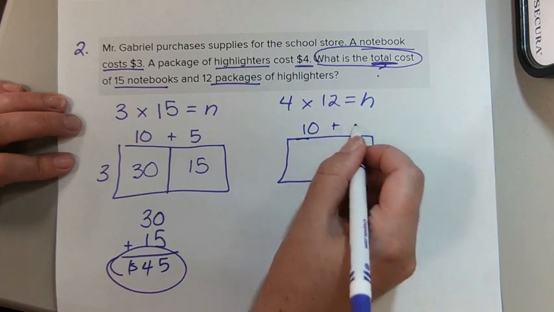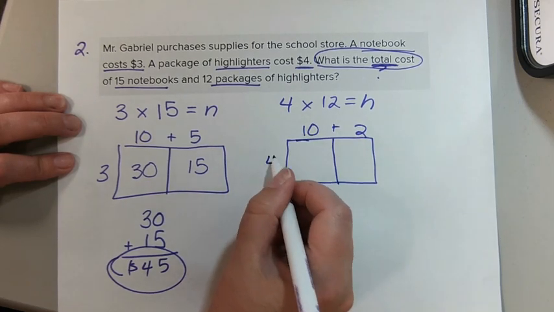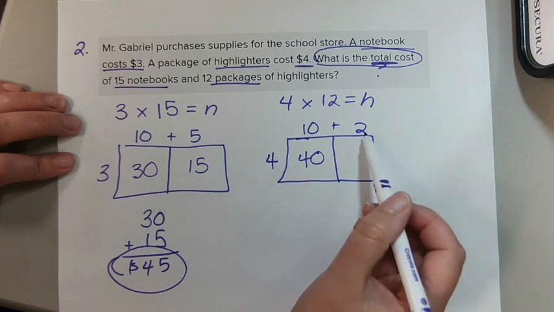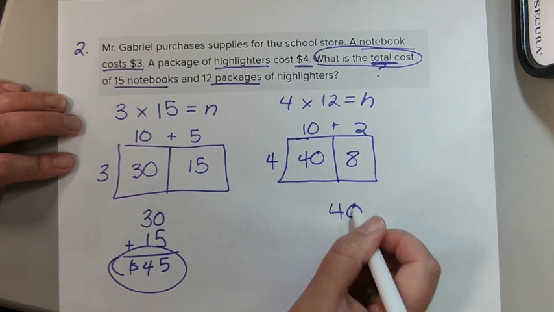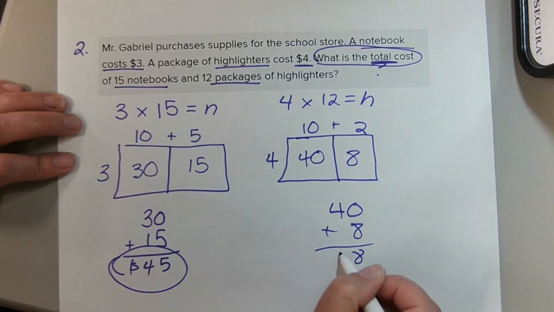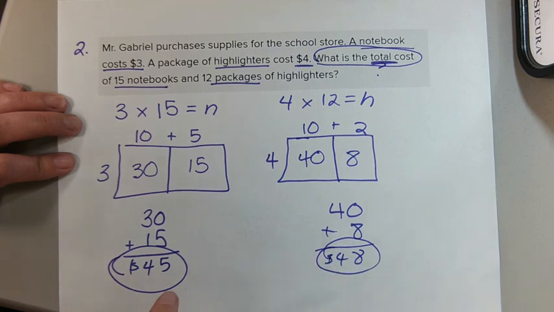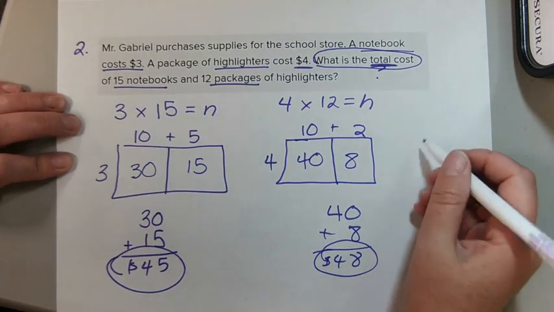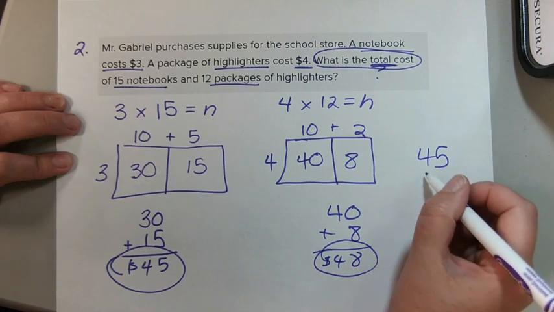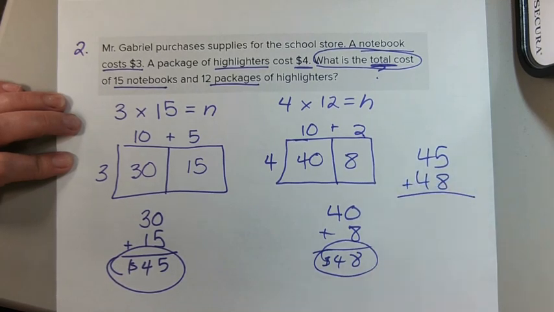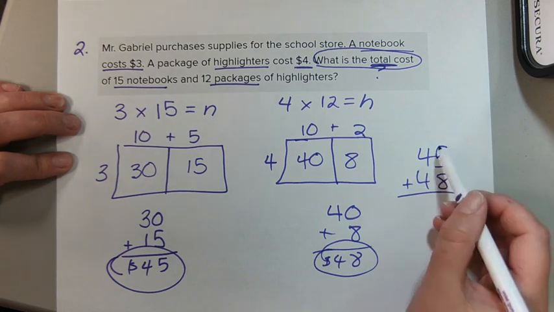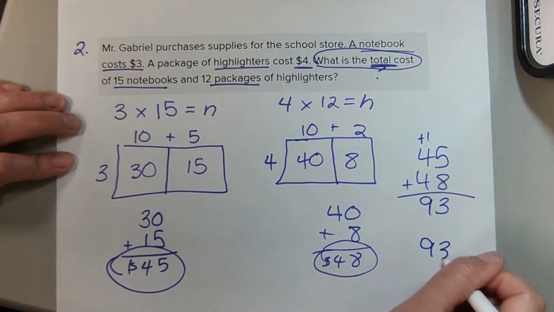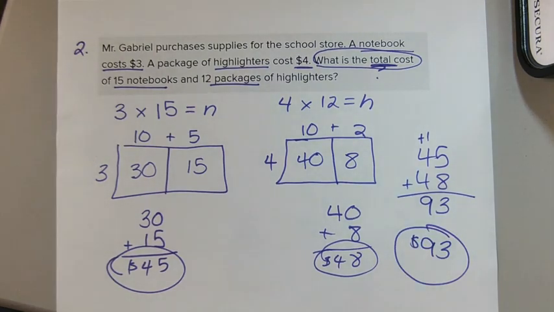So 10 value, 2, and then 4. 4 times 1 is 4. I ignored the 0. 4 times 2 is 8. So now I'm going to pull these out and add. So now I have the cost for notebooks and highlighters, but what is the total cost of them combined? So now my last part of the problem is taking my $45 in notebooks, $48 in highlighters, and adding them. So in total, we spent $93.